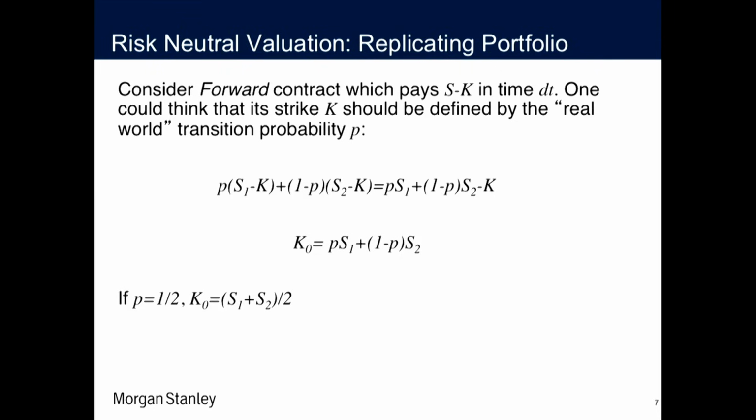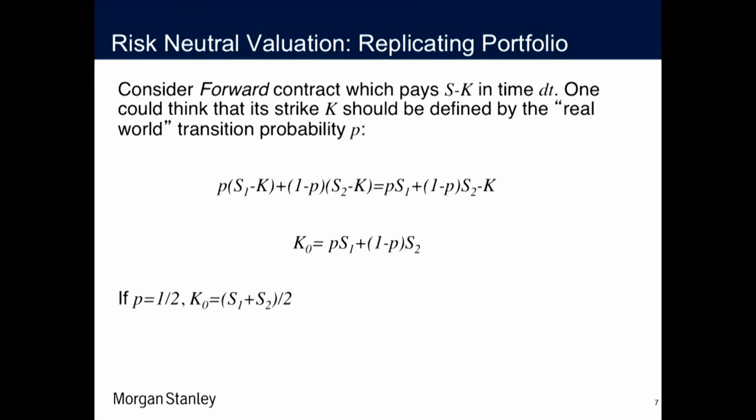So one can naively approach this problem by trying to get the price of the derivative using the real-world probabilities p and 1 minus p, right? We know that the payout is S minus K. That's given. So if we are one step before the payout, let's just compute the expected value of the payout using real-world probabilities and get this value.